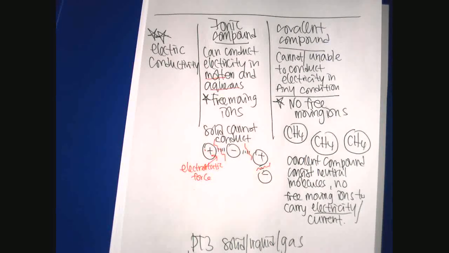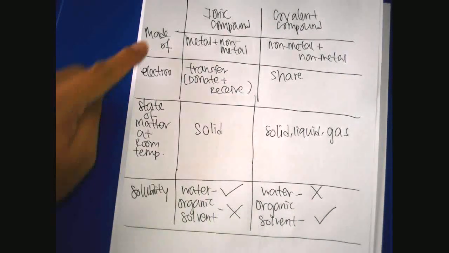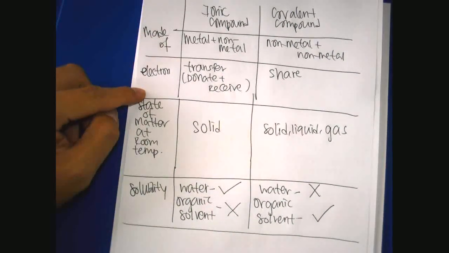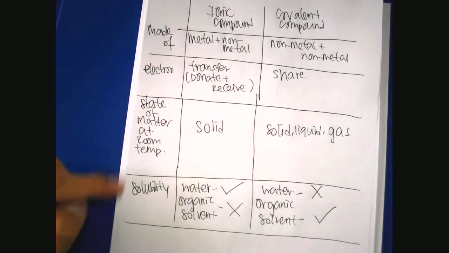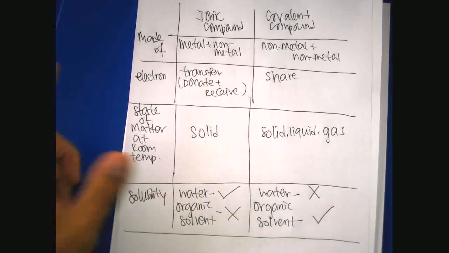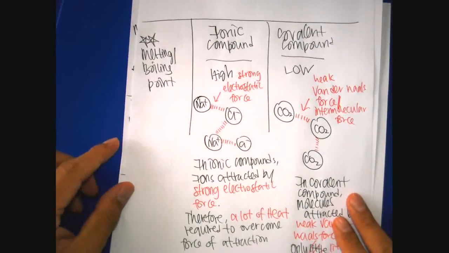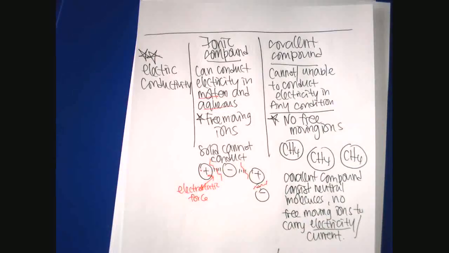So let's make a very quick summary. To be able to make a comparison between ionic and covalent compound, we must know what they are made of and what they do with electrons. They exist as solid, liquid or gas at room condition, which is 25 degrees Celsius. They are soluble or not in water or organic solvent. We must be able to compare their melting and boiling points, and lastly we must add conductivity.